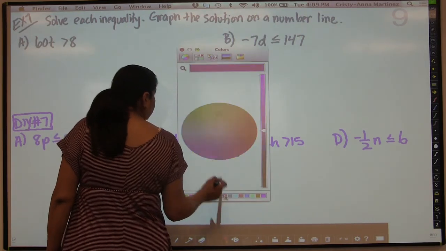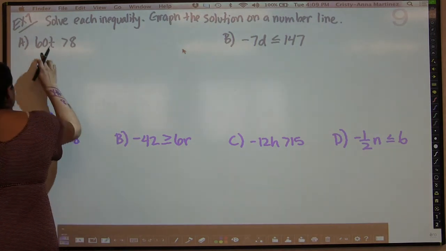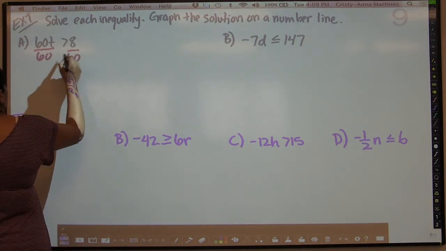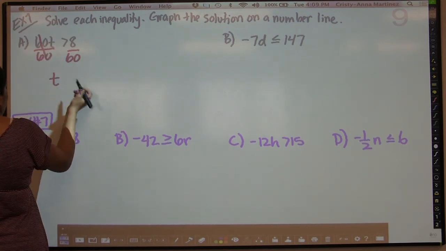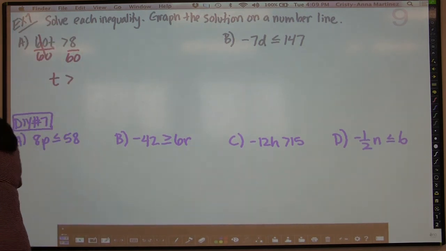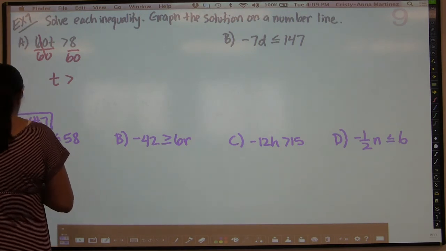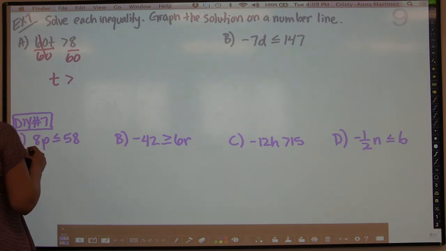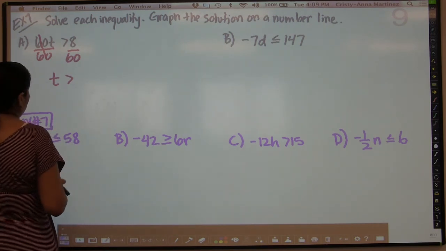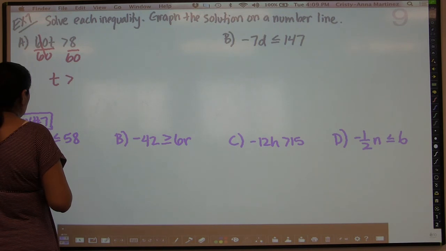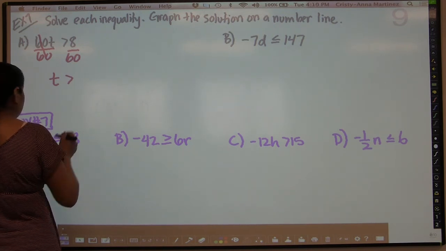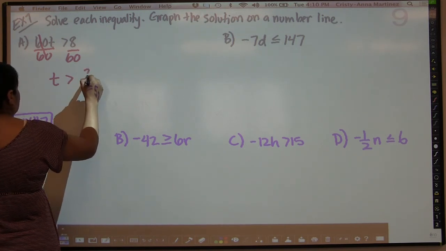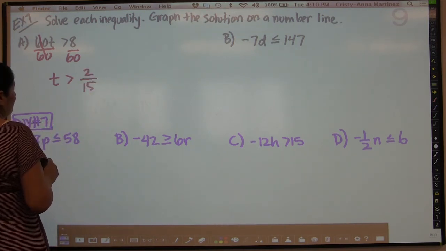So here, because it's 60 times t, I'm going to divide by 60 on both sides. They're going to cancel, but notice that I'm not dividing by a negative. So 8 divided by 60, I know that that fraction reduces because both those numbers are even. So I'm pretty sure that 4 goes into 60 15 times, and 4 goes into 8 2 times. So t is greater than 2/15.